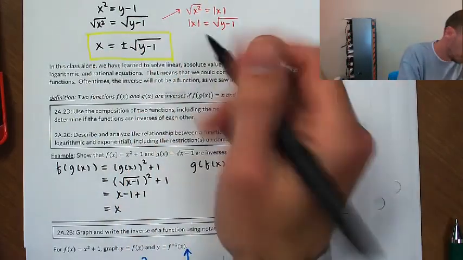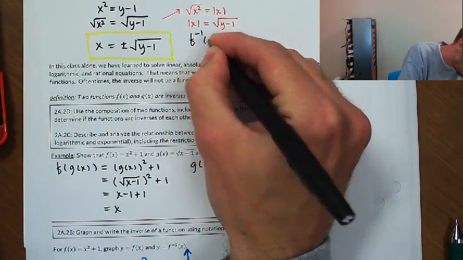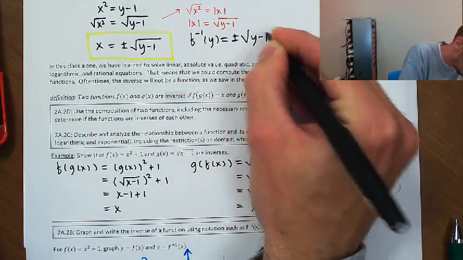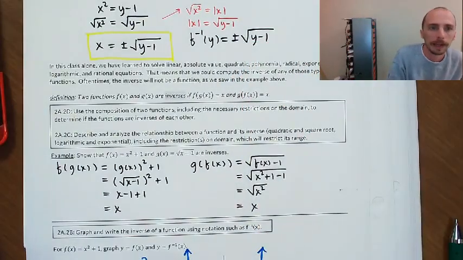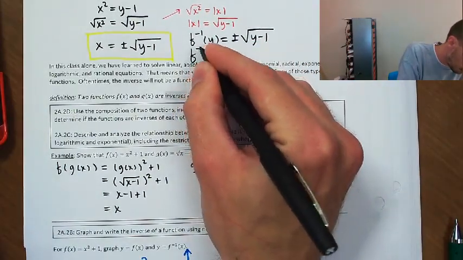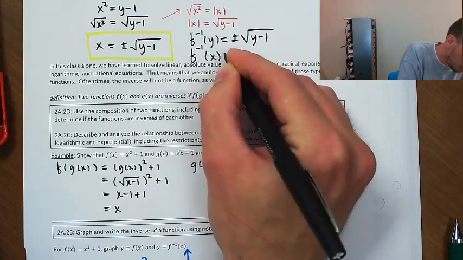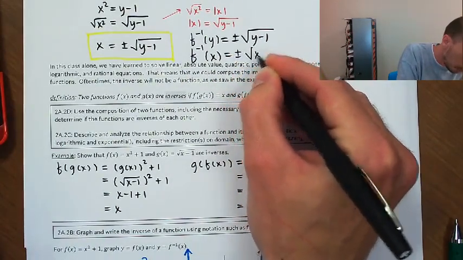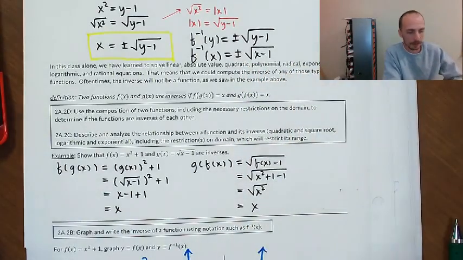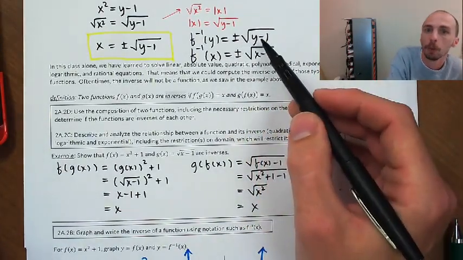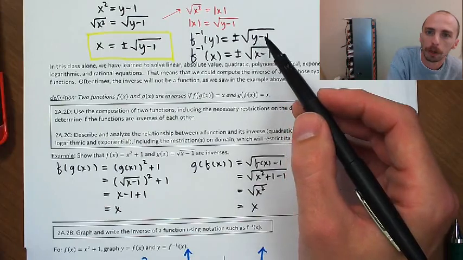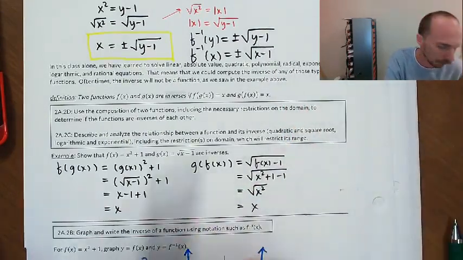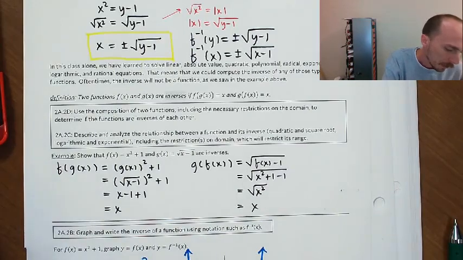So really what we were doing is saying f inverse of y equals plus or minus the square root of y minus 1. And we could do a kind of composition of functions, like substitution: f inverse of x, where I'm just going to replace y with x. But this expression is only defined when y is greater than or equal to 1. If y is less than 1, I'm taking the square root of a negative number, and it's going to return something complex.